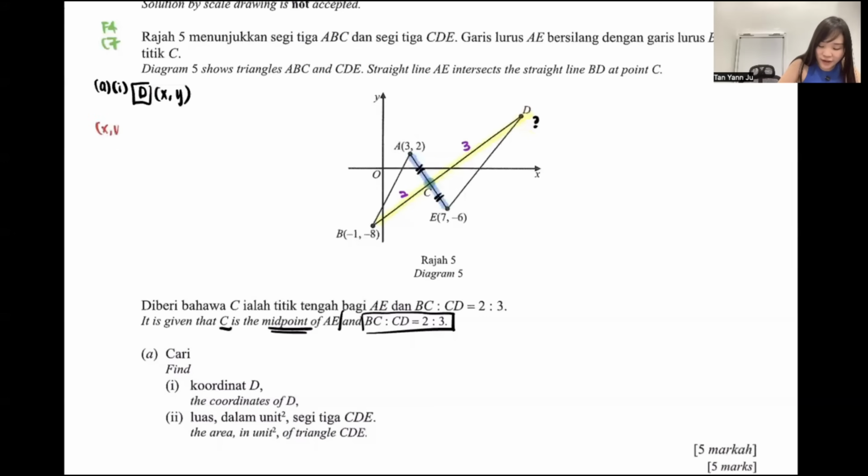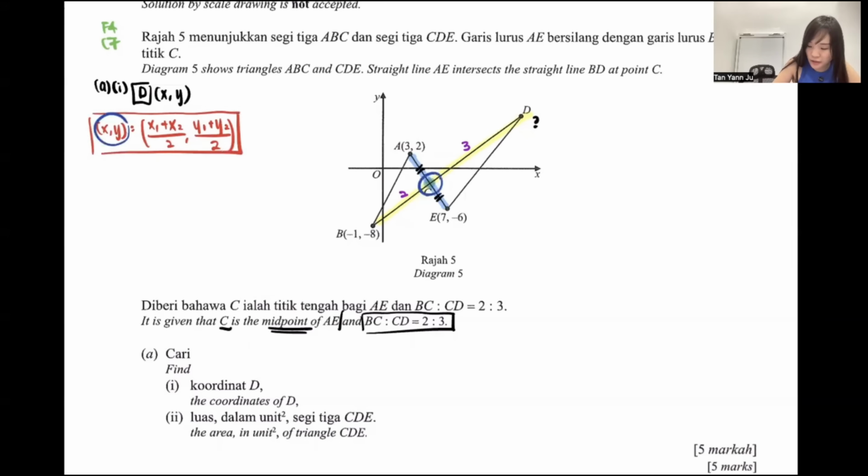No. C can be found based on what formula? Midpoint. Because the question purposely mentioned that C is actually a midpoint. So guys, this is the midpoint formula. Can you see that? This one is for the middle one, and the middle one exactly is C.